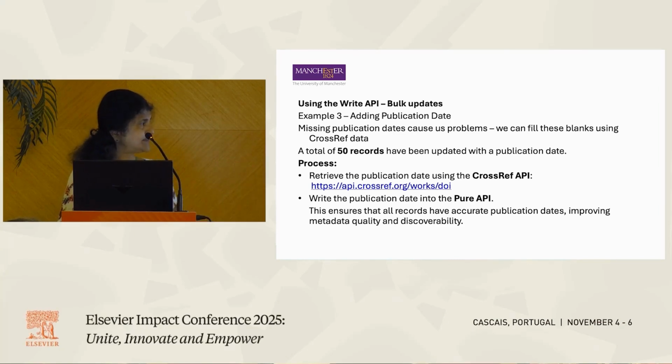This is some kind of exploration work, so we can do it further later on. This process is straightforward. We retrieve the publication date from the CrossRef API, and we write the date into Pure using the write API. This ensures that all records have accurate publication dates, which improves metadata quality and makes the research easier to discover.